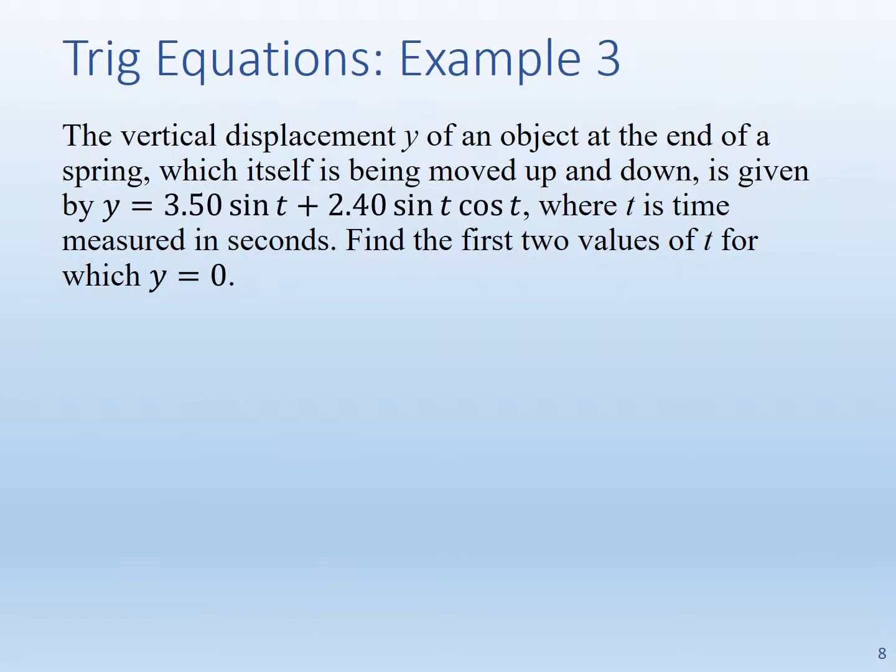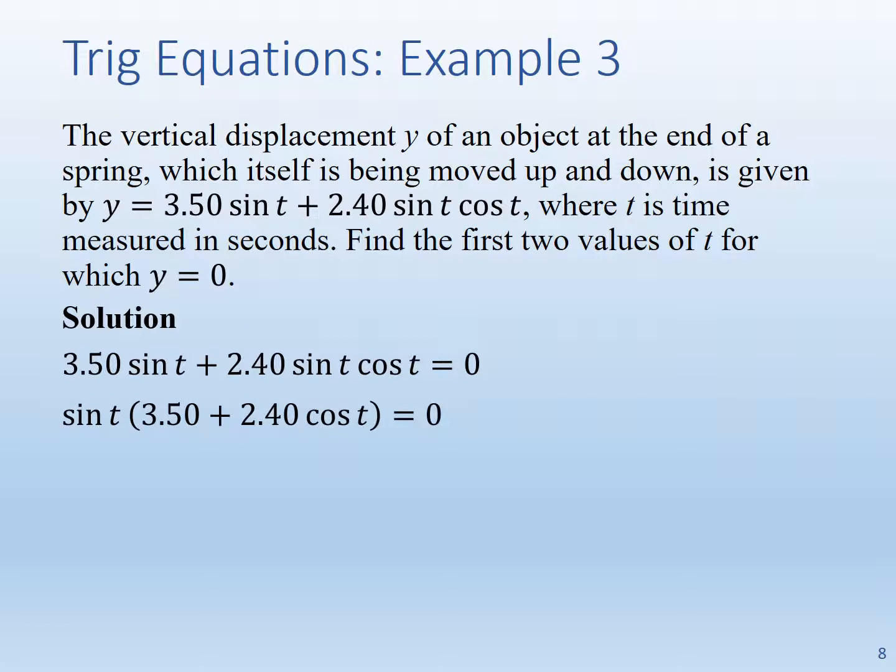Let's look at a worded example. We have the vertical displacement y of an object at the end of a spring, which itself is being moved up and down, is given by that equation, where t is time measured in seconds. Find the first two values of t for which the displacement is 0. So we have the equation there that we need to solve.